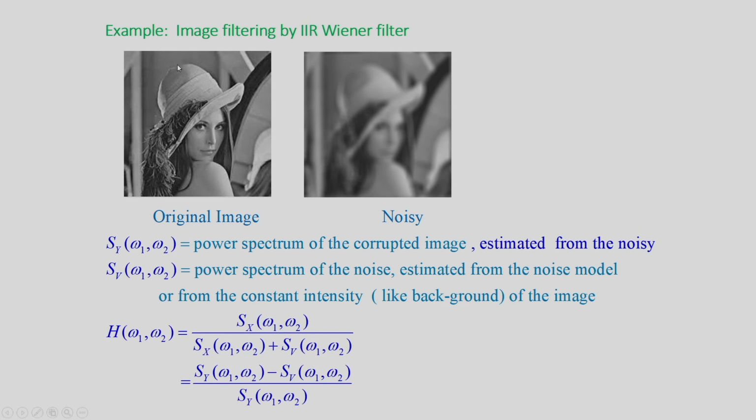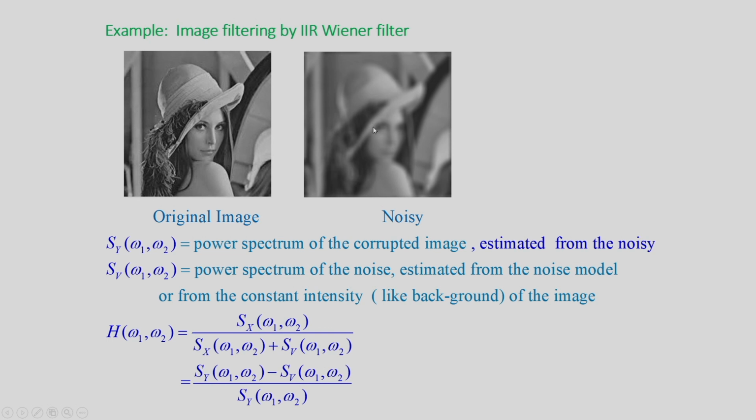Let us consider one example, that is image filtering by the IIR Wiener filter. In this case, this is the original image and this is the noisy image. Suppose this noisy image is obtained by adding white Gaussian noise. Now, because an image is a two-dimensional signal, we have to apply the two-dimensional Wiener filter, and the entire image is processed at a time. Therefore, we have the entire data.